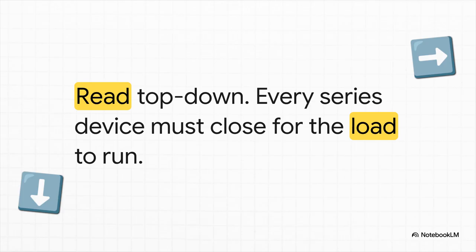The absolute golden rule here is that every single switch or control device in series on that rung must be closed for the final load, which is always at the far right rail, to actually run. By following this left to right flow, you can map out exactly when each load energizes and precisely why a safety string might interrupt it.